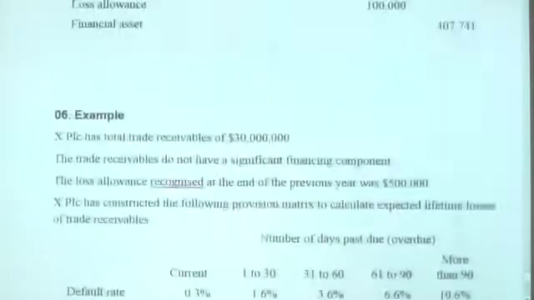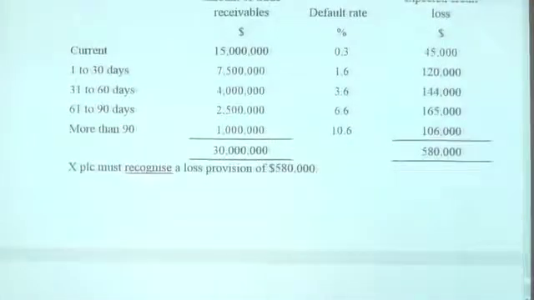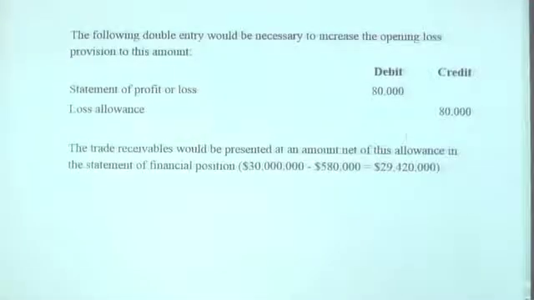The question earlier mentioned an opening balance of provision of 500,000. Now, you have calculated a closing balance of 580,000. Therefore, you know you have to make an 80,000 provision: P&L debit, provision credit. This is the double entry. Okay. This is the basic requirement of impairment in different financial assets.